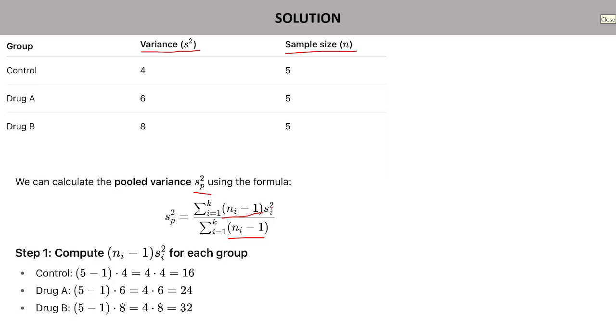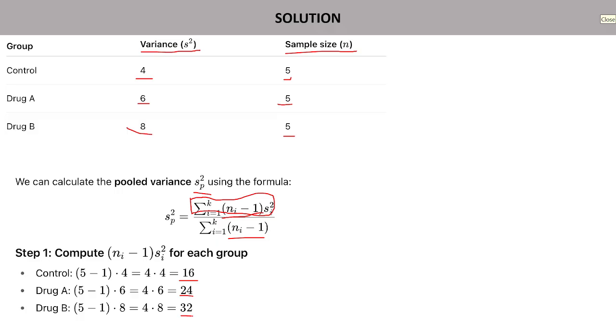So let's first try to solve the numerator and then the denominator. In this case, for control, the n value is, suppose, 5. So n minus 1 will be 4 and the variance is also 4. So for your first treatment, the value will be 4 into 4, which is 16. Similarly, for drug A, your n is 5. So 5 minus 1 is 4 and your variance is 6. So 6 into 4 will be 24. And for drug B, your n is 5 and 5 minus 1 is 4, and the variance is 8. So 8 into 4 will be your 32.